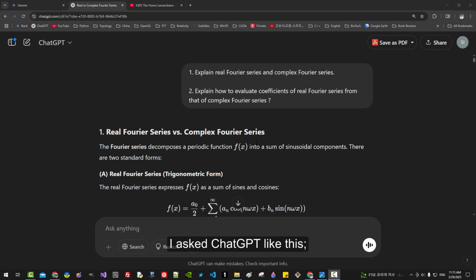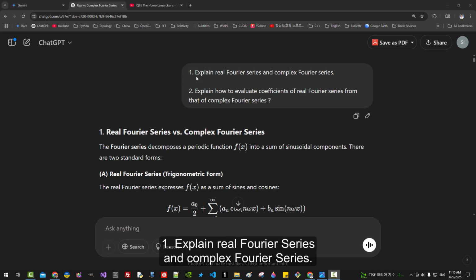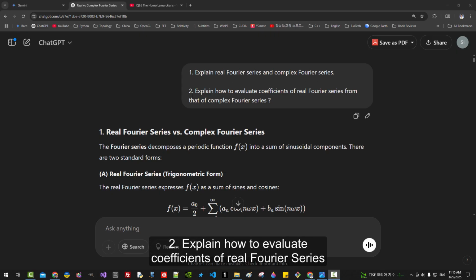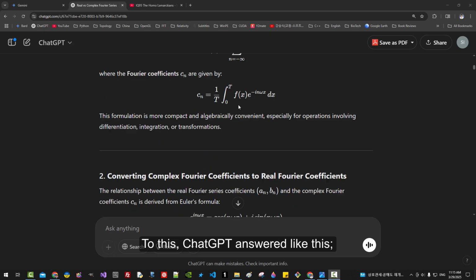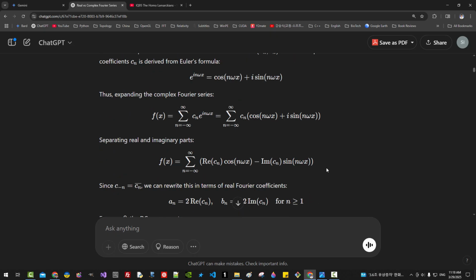I asked ChatGPT like this. 1. Explain real Fourier series and complex Fourier series. 2. Explain how to evaluate coefficients of real Fourier series from those of complex Fourier series. To this, ChatGPT answers like this.